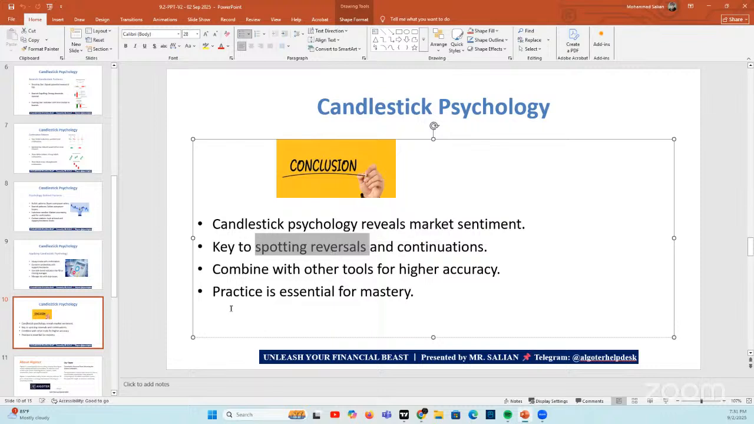Okay? And combine with other tools for high accuracy, such as your trend lines. You can always use that. And that's where you will know that the trend is reversing. And practice is essential for mastery. Yes, if you keep practicing this, applying this in your trading journey, then the more you will be able to get the hang of this.